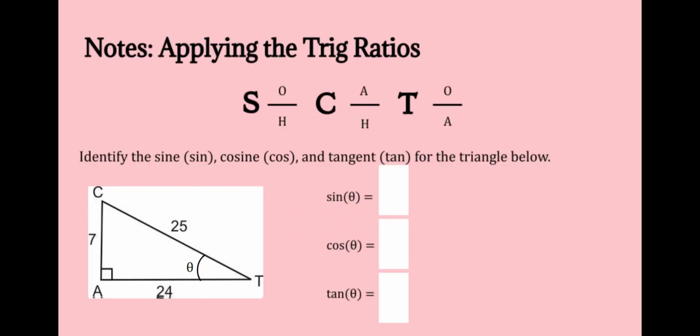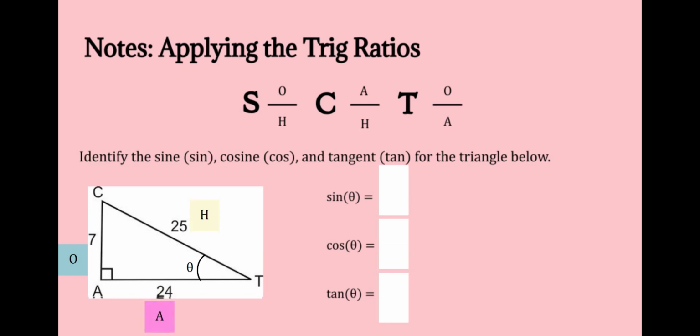So we apply these trig ratios. You can do it to identify what the ratio is in any given right triangle. You can also use it to solve. I'm going to show you how to set up equations in just a second. But first, we're just going to identify the trig ratios for this triangle that we've already labeled. So the first step is always writing down SOHCAHTOA, and then we're going to label our triangle.